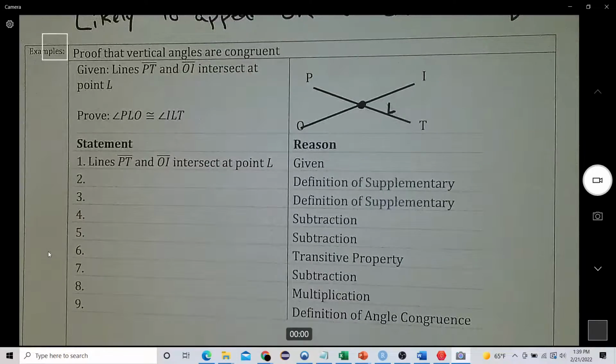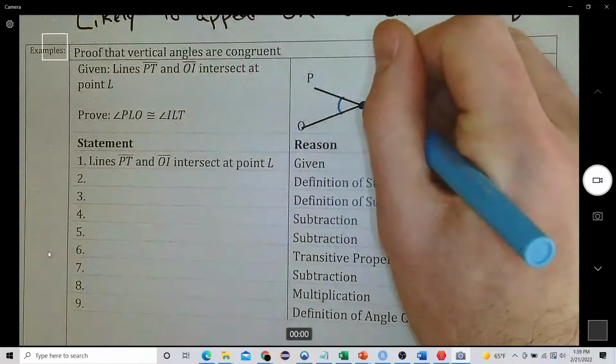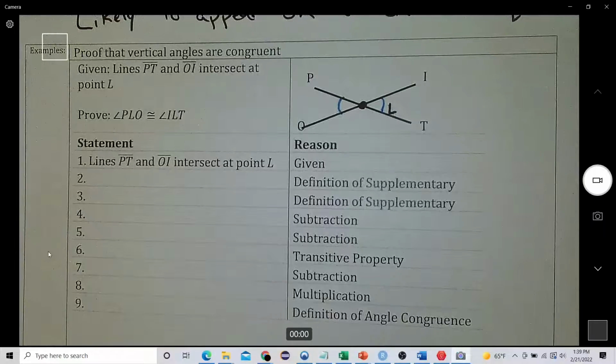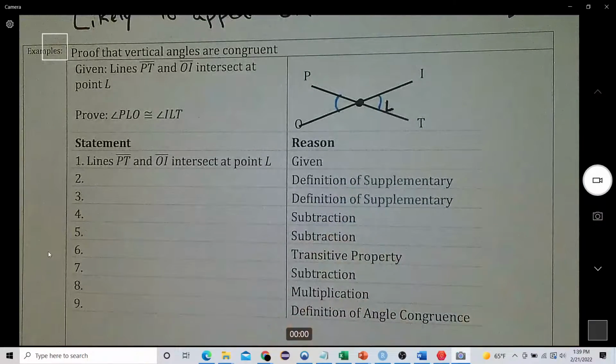Okay, so our goal right now is this. Our goal, and I'm going to do this in blue, is to prove that this angle here is congruent to this angle here. As we know it right now, that's what a vertical angle is. The way we're going to do that is by using supplementary angles and a couple of properties, because that's all we have at our disposal right now. Once we have proved that vertical angles are congruent, we can use that in a proof, which will make our lives easier, as we'll see in the next proof. So that's what we're proving.